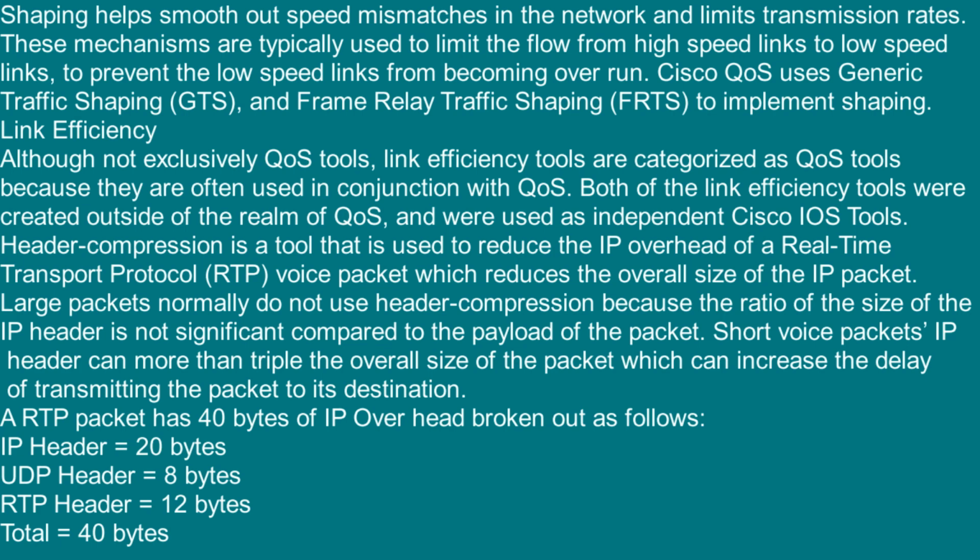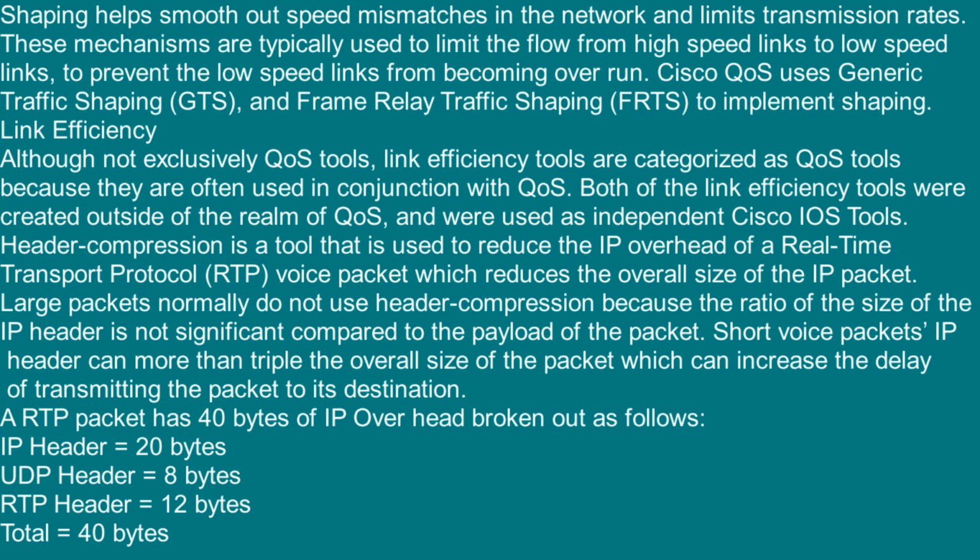Link efficiency. Although not exclusively CoS tools, link efficiency tools are categorized as CoS tools because they are often used in conjunction with CoS. Both of the link efficiency tools were created outside of the realm of CoS and were used as independent Cisco IOS tools.